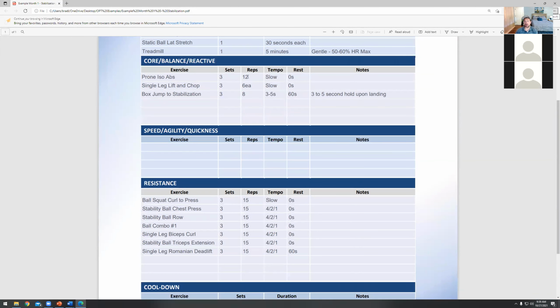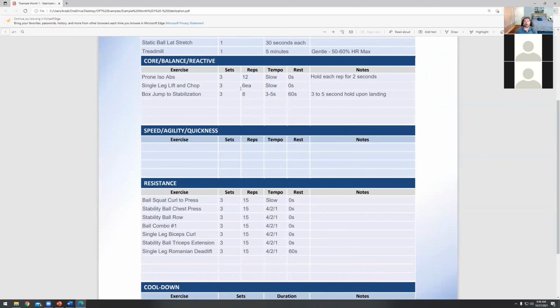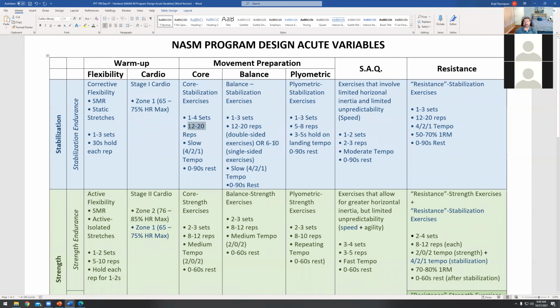We did 12 reps for the plank. I'm going to say hold each rep for 2 seconds. So they are going to do planks for reps: take themselves up into a plank and then relax, take themselves up into a plank and then relax. So we are doing pause, release planks there for 12 repetitions, because again, somewhere between 12 and 20. For the lift and chop, I'm saying 6 reps each, because you can see over here it's 6 to 10 for single-sided, and the single leg lift and chop is definitely single-sided.